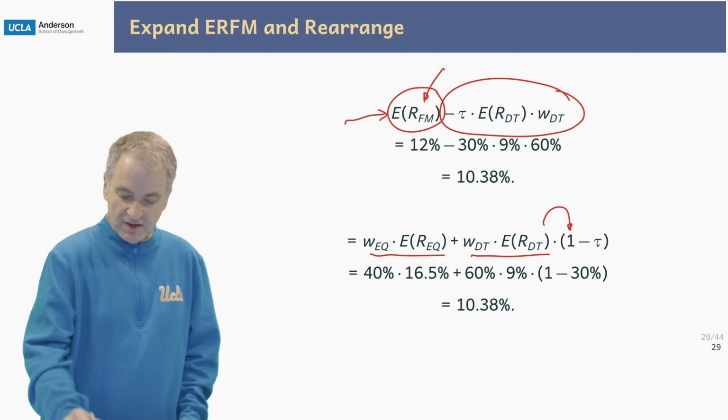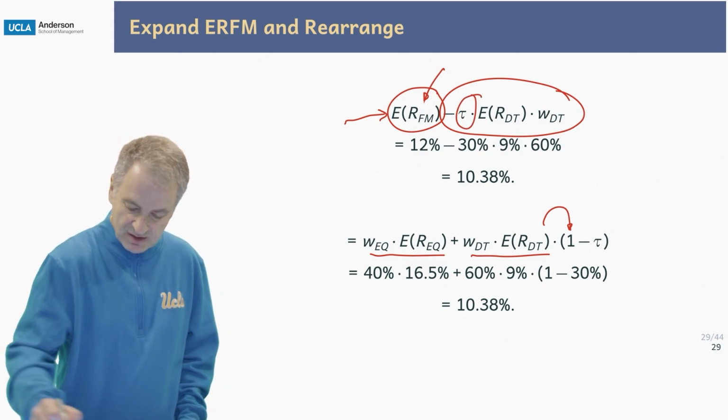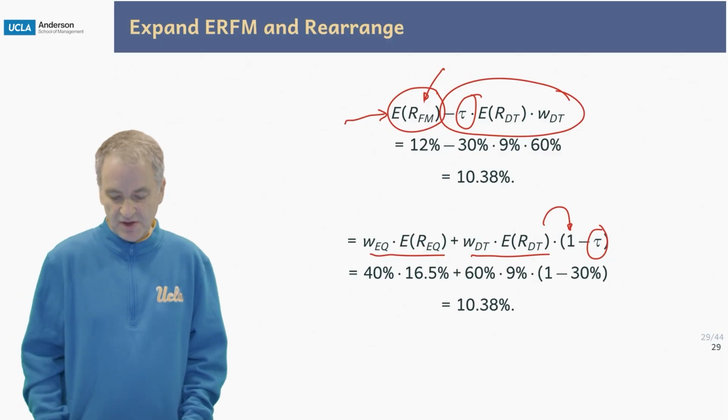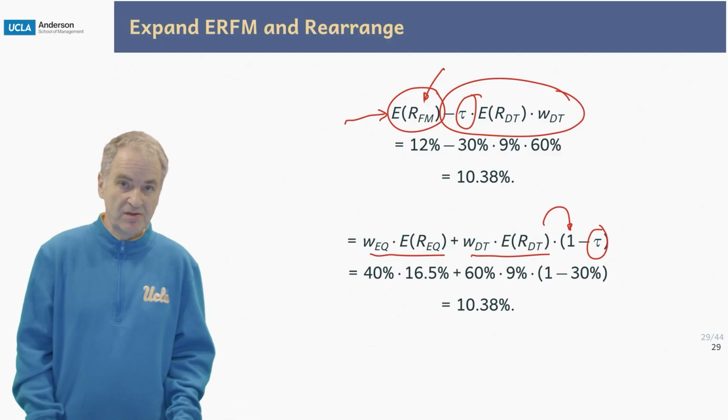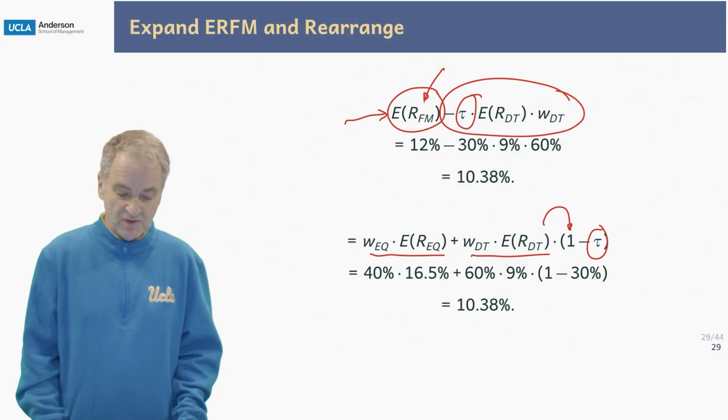Then I have another aspect, which is this part here. And you can see the formula is still the same. I haven't made an arithmetic error. It's still 10.38%.